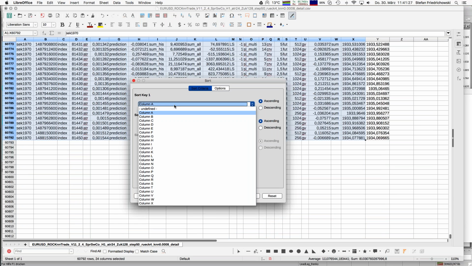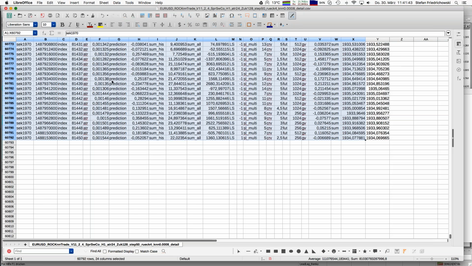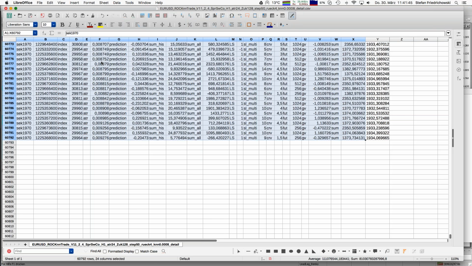The first thing I want to sort now is my list of trades, according to the ATR value at trade opening. Because I know the ATR value whenever I open a trade, I now sort my trades along that column, ATR. So all the trades are listed now against the ATR value, smallest first, highest ATR values last.